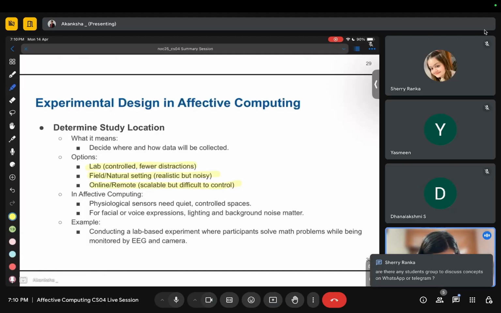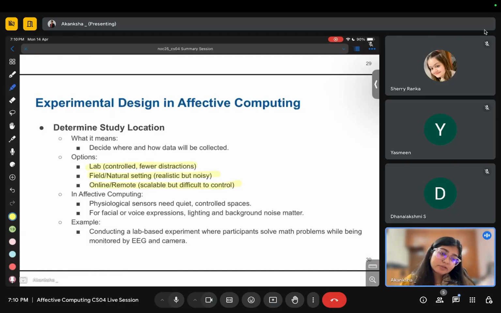Are there any student groups to discuss concepts? No, Sherry, actually I think the student discussion forum is the only place, and the other TAs handle that. I am not aware of where the discussion takes place. I think the discussion forum is the best place because other students or the TAs usually reply.